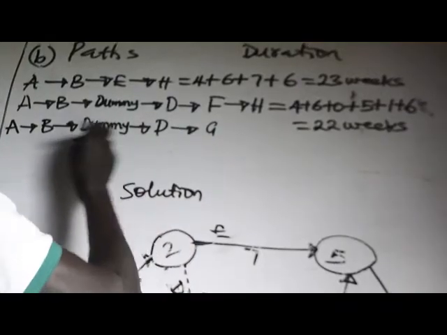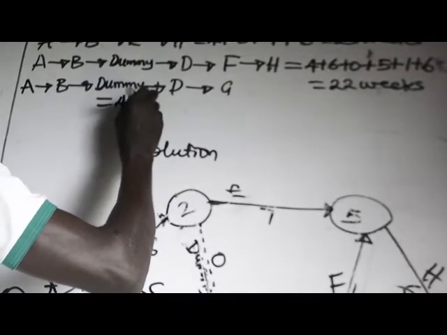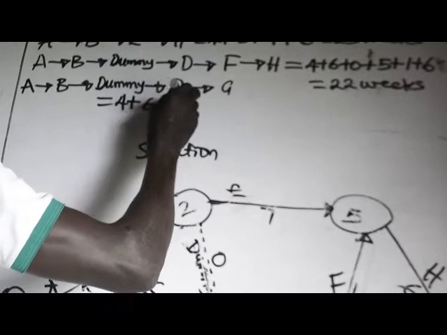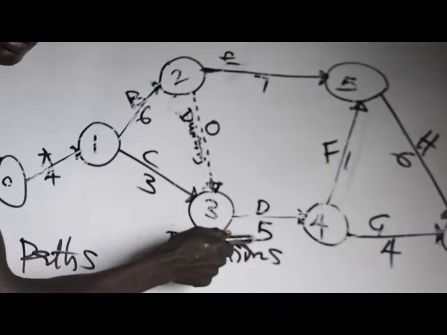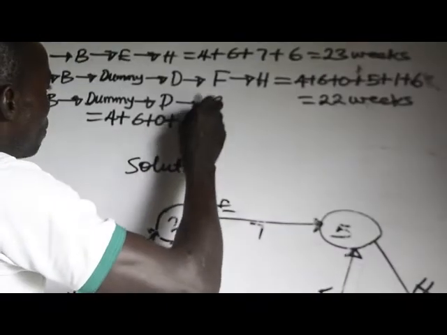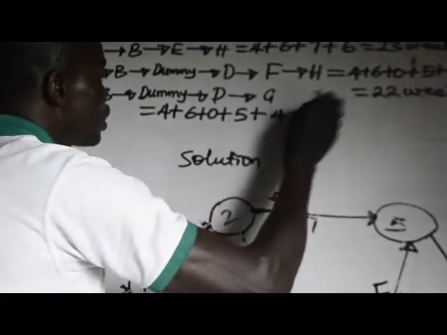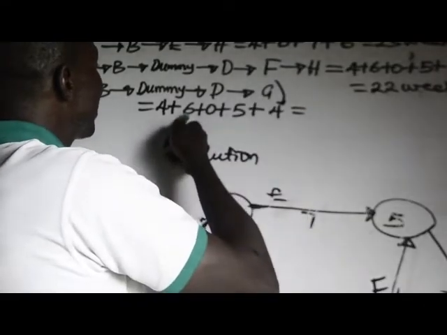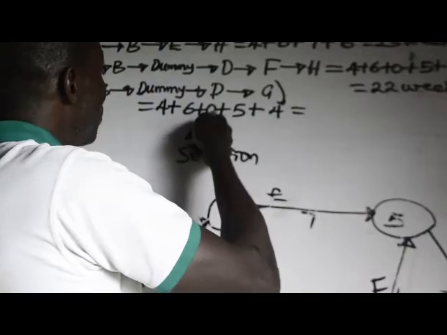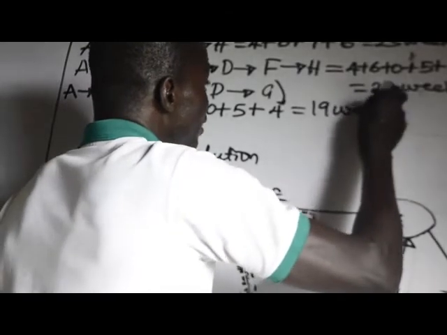The duration of that, A is 4 weeks, B is 6 weeks, dummy is 0, and the duration of D is 5 weeks, plus duration of G, that of G is 4 weeks. Now let's sum it up. 4 plus 6, 10, plus 5, plus 0, that is 10. 10 plus 5, 15. 15 plus 4, that is 19 weeks.